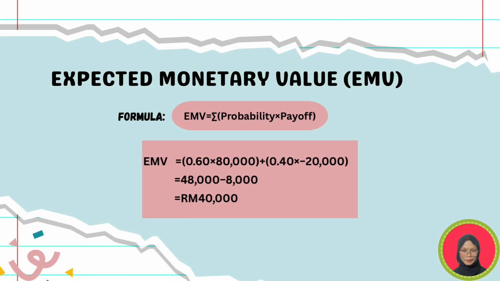Next, we calculated the expected monetary value, or we call it EMV. Using the formula, EMV equals the sum of probability multiplied by payoff for each outcome. The calculation is as follows. First, 0.60 multiplied by 80,000 plus 0.40 multiplied by negative 2,000. This gives us 48,000 minus 8,000, which equals 40,000 ringgit Malaysia. The EMV for investing in the Challenger machine is therefore 40,000 ringgit Malaysia.